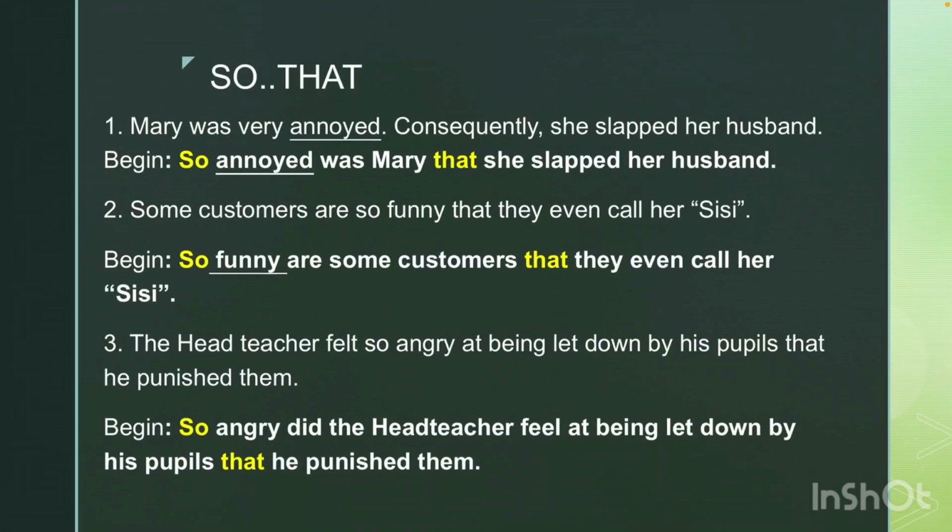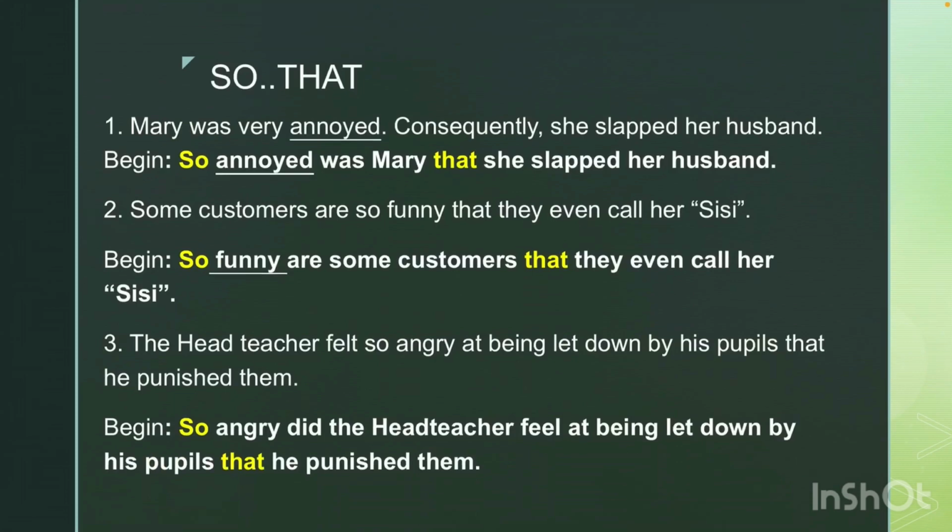So Mary was very annoyed. That is your adjective. Consequently, she slapped her husband. So annoyed, you always put the adjective after the word so. So it will be so annoyed. Now, again here, we do some inversions. We swap the auxiliary verb and the noun or the subject. Mary was. So it's like we're just starting from annoyed, then was, then Mary. We cannot say so annoyed Mary was. No, that's wrong. So you say so annoyed was Mary.